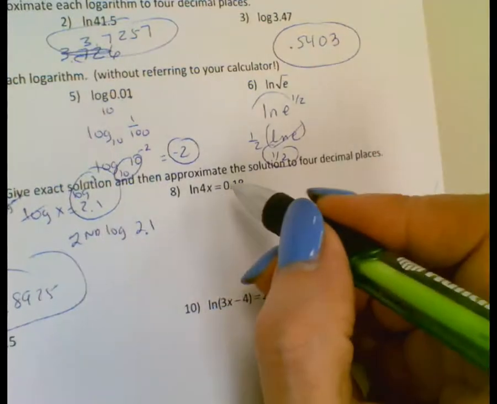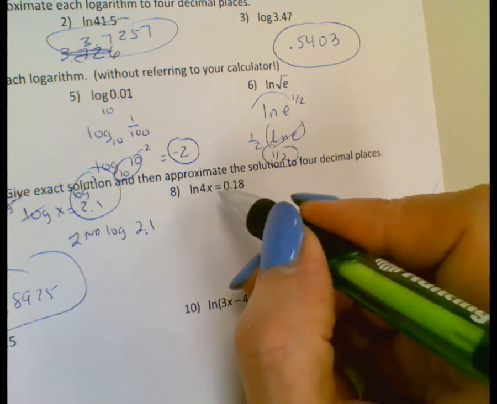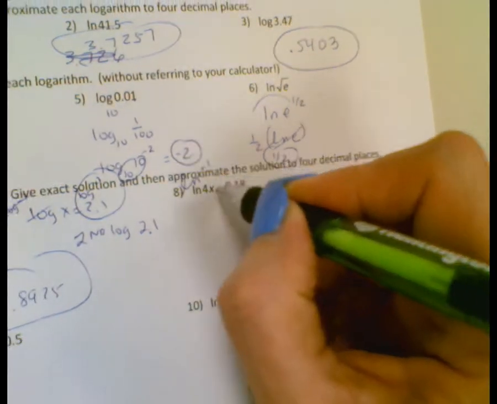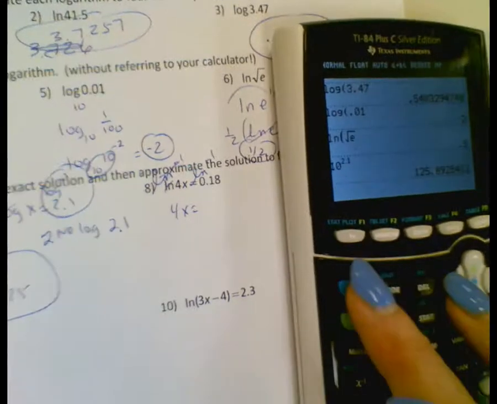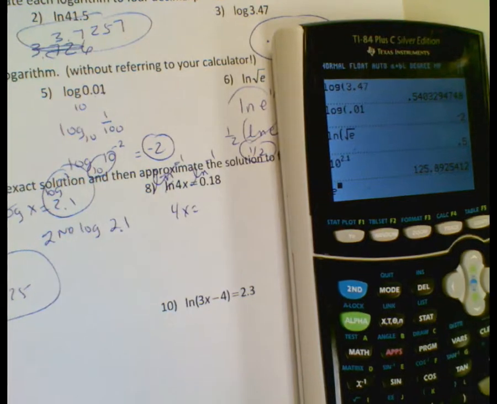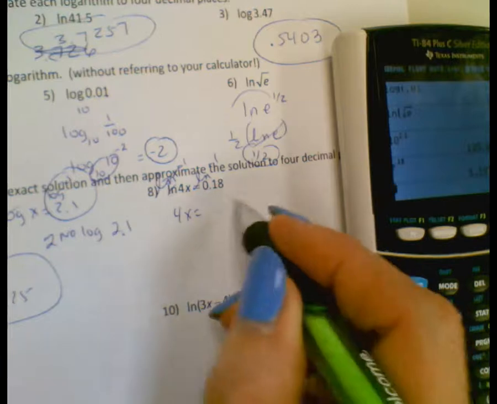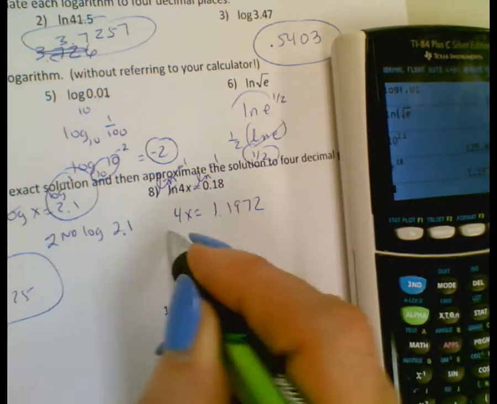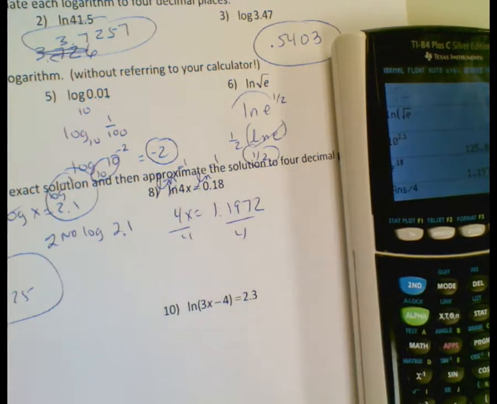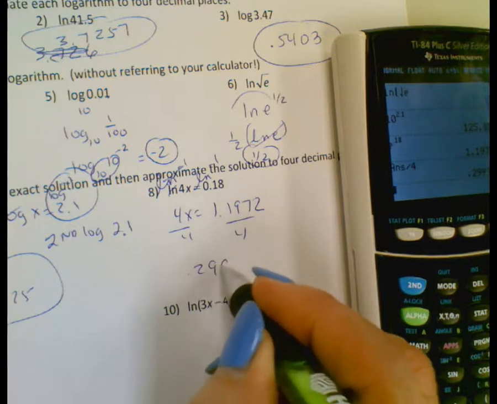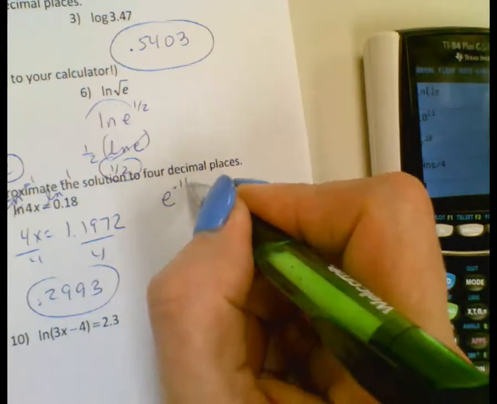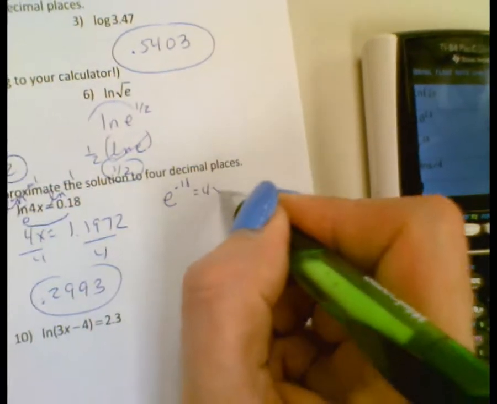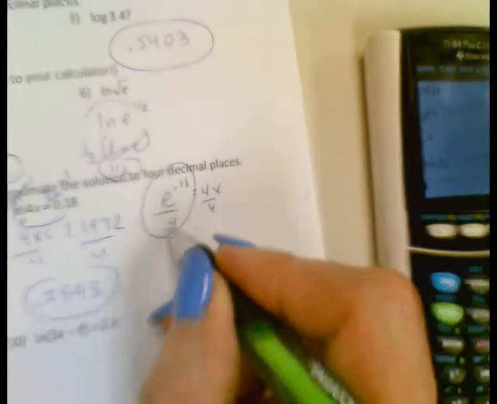This one, let's do inverse natural log. Inverse natural log cancels the logs and you get 4x. So on your calculator, press second natural log of 0.18. And you get 1.1972 divided by 4. And you get 0.2993. If you want to do the swoop method, it'd be e to the 0.18 because you'd swoop equals 4x, then you divide by 4. So just punch that in. Same thing.